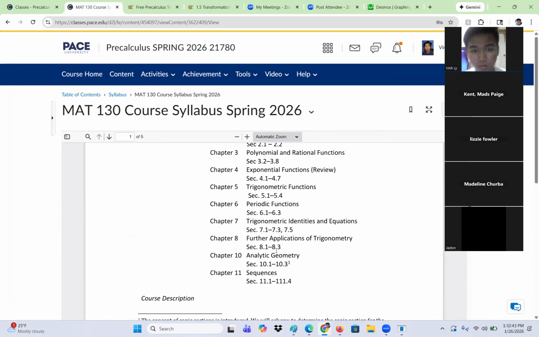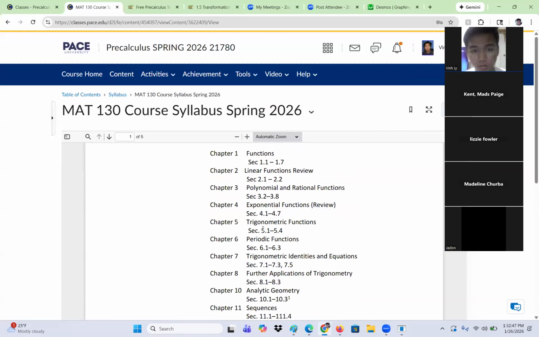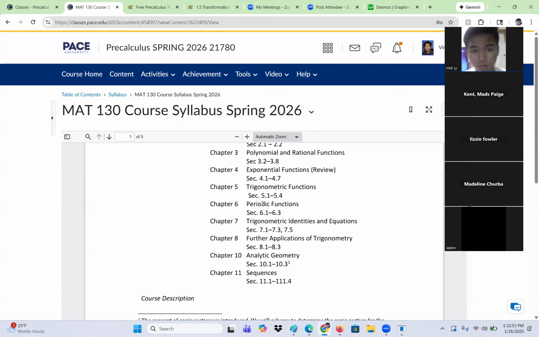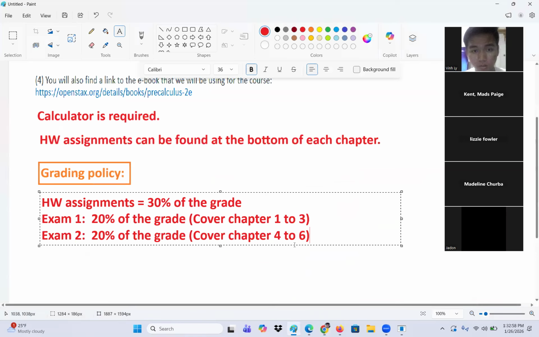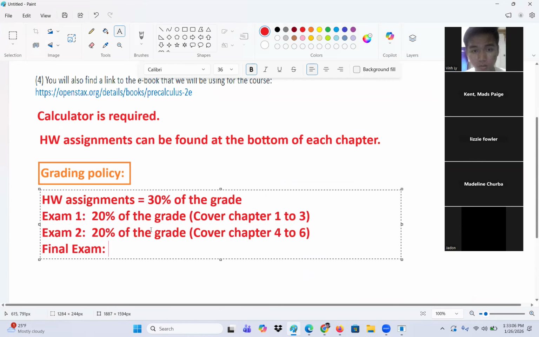And then the rest of these will be on the final exam, like 7, 8, 10, 11. The final exam is going to be 30% of the grade. So that's going to cover everything.